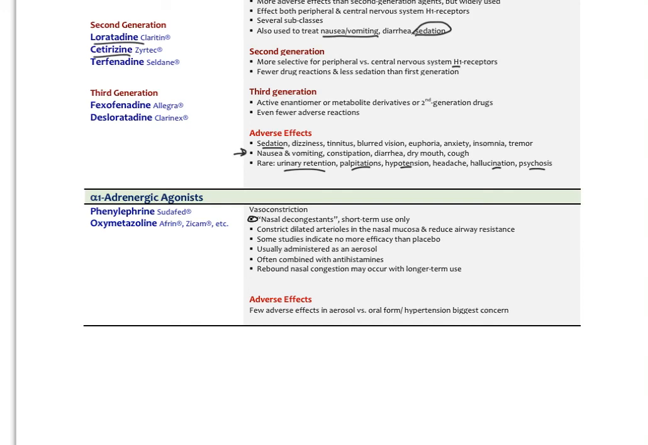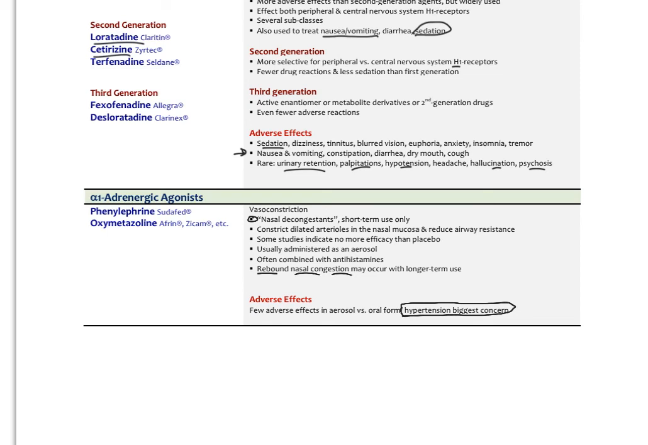The pseudoephedrine now you have to get with a prescription. It's behind the counter because that can be actually made into methamphetamine, and there's a big market for doing that. But these are usually combined with antihistamines for greater effect. One of the biggest problems they have here is what's called rebound nasal congestion. So you use it for longer term and you actually get a worsening of the nasal congestion because of that. They can be an aerosol form or oral. The aerosol form has fewer adverse effects, but another big effect, especially the oral, is going to be hypertension.